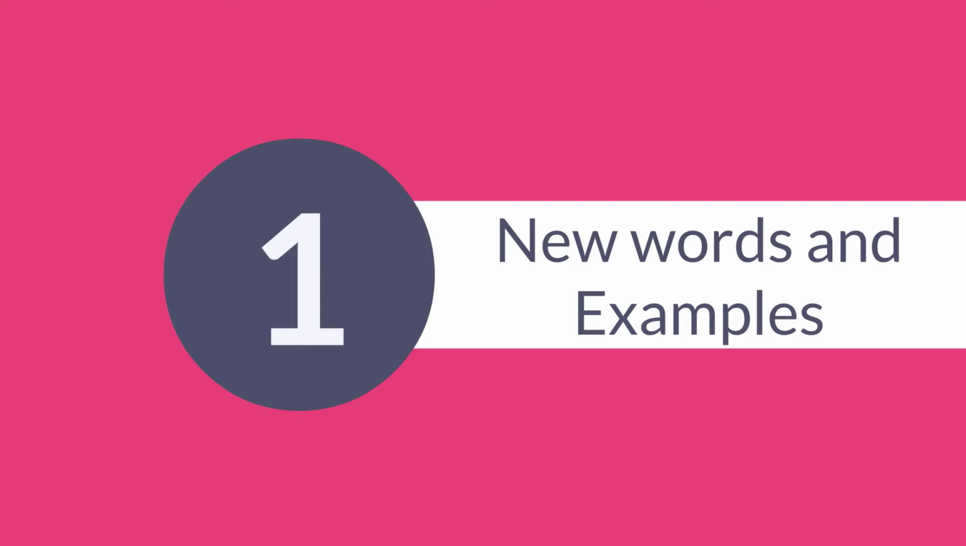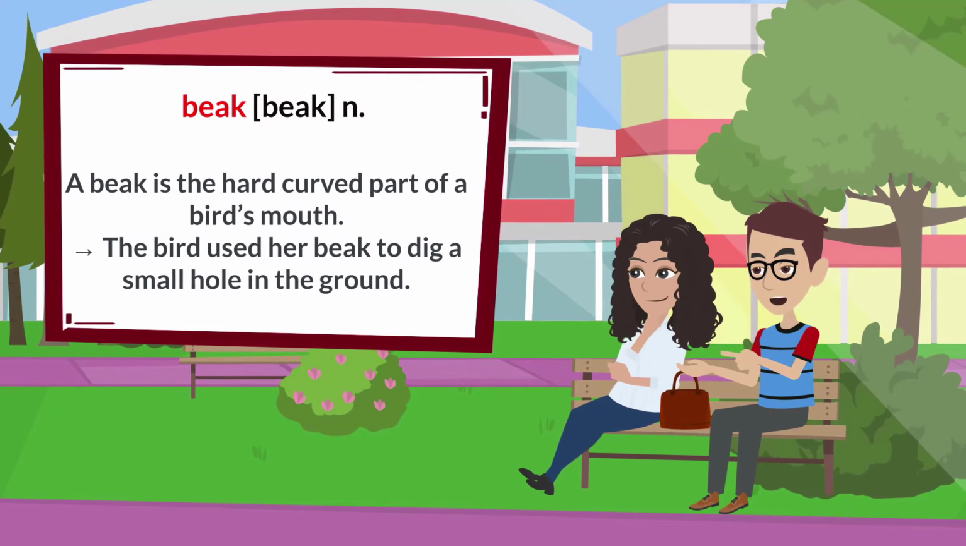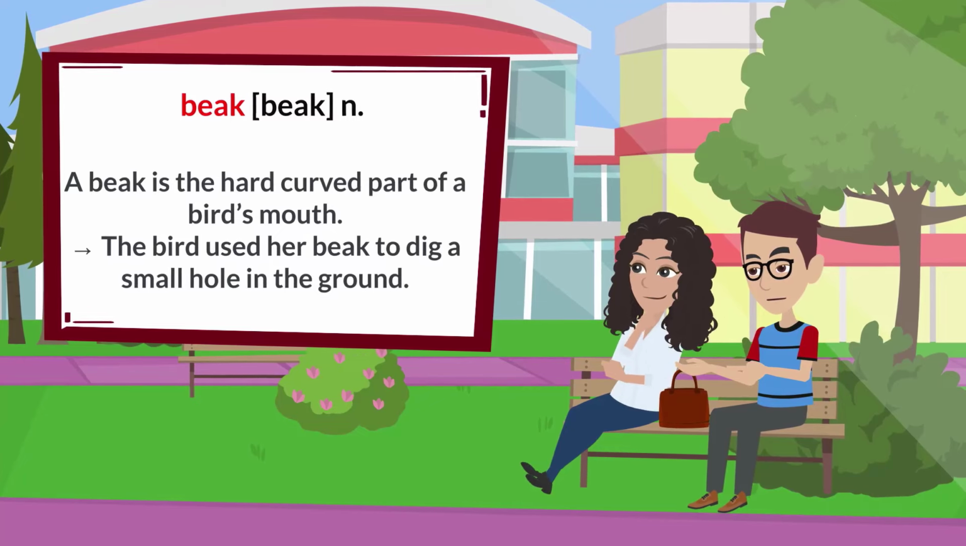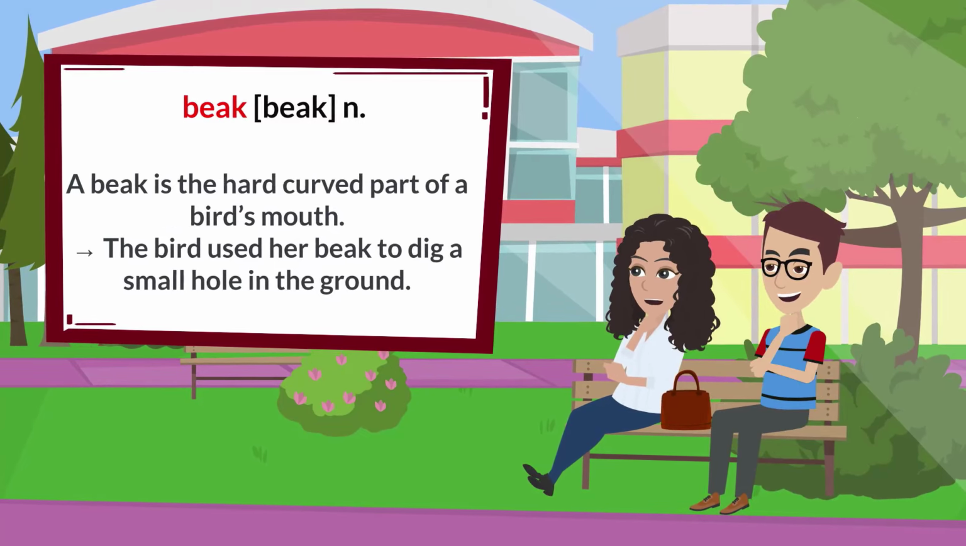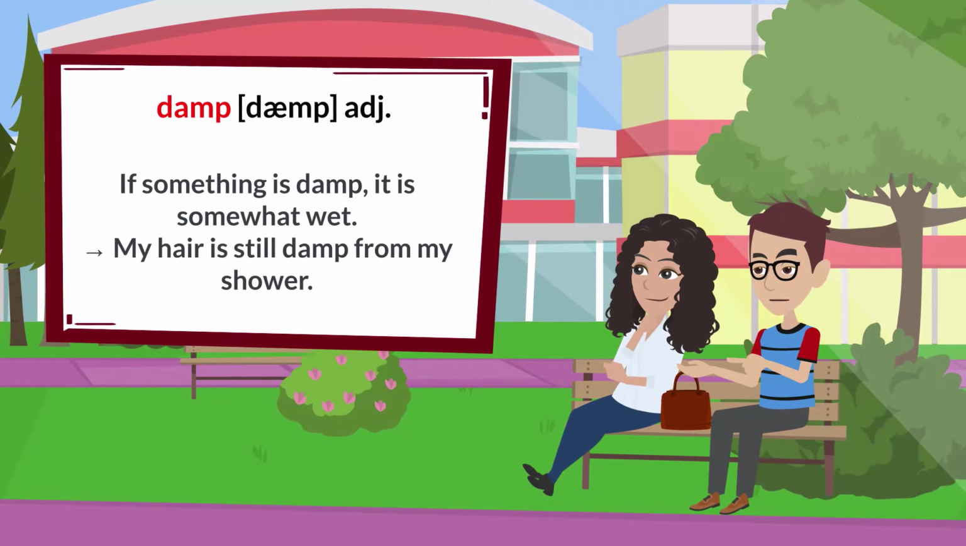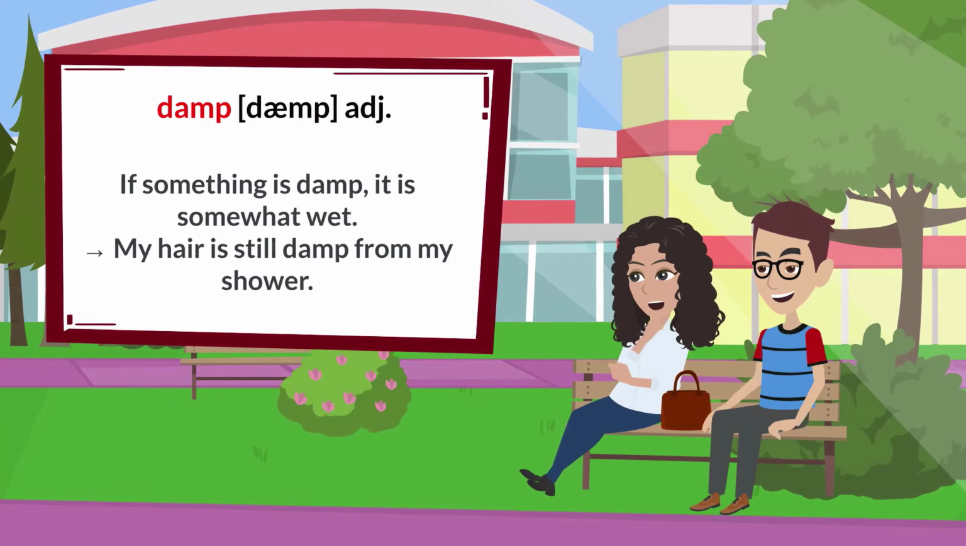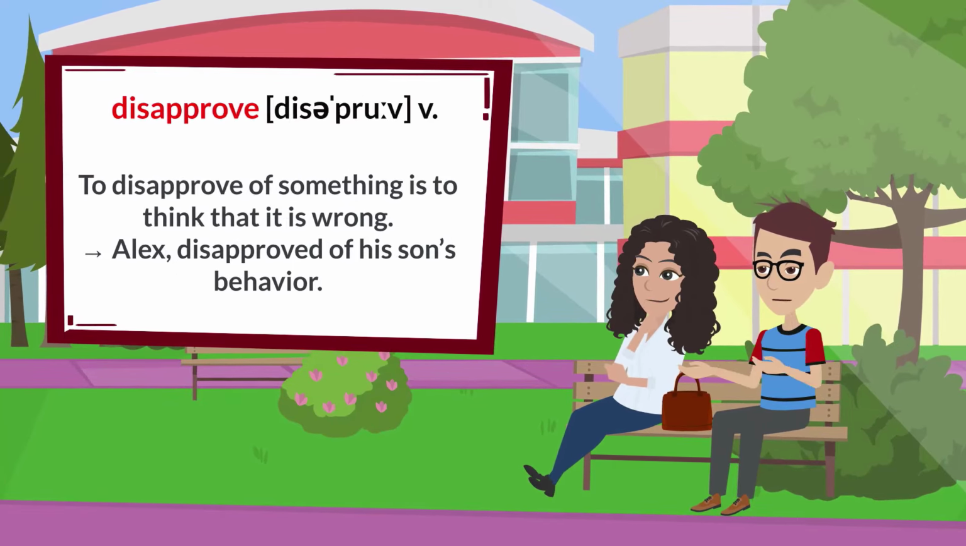New words and examples. Beak. A beak is the hard, curved part of a bird's mouth. The bird used her beak to dig a small hole in the ground. Damp. If something is damp, it is somewhat wet. My hair is still damp from my shower.